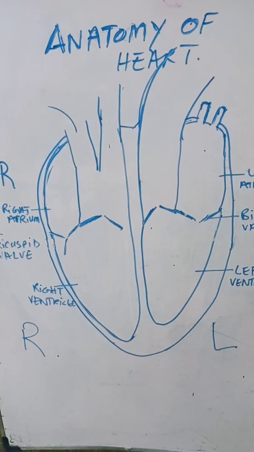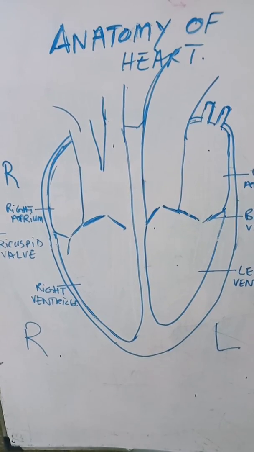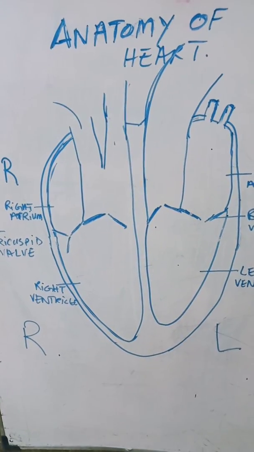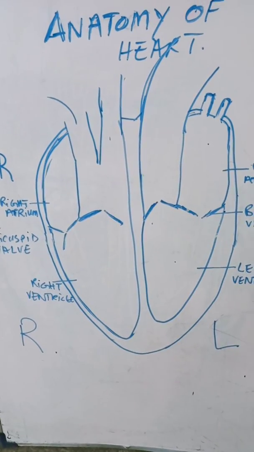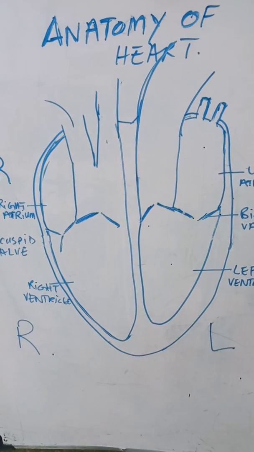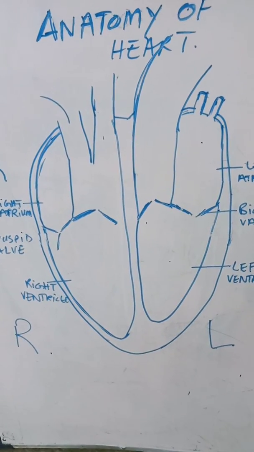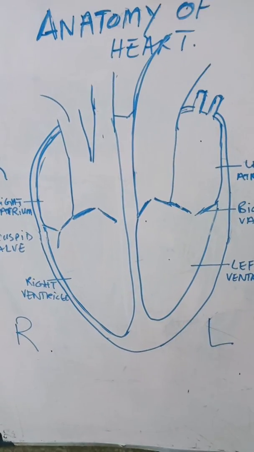Average heartbeat is about 100,000 times, pumping around 2,000 gallons of blood per day. The heart is located between the lungs in the middle of the chest, behind and slightly to the left of your breastbone. The breastbone is also called the sternum.